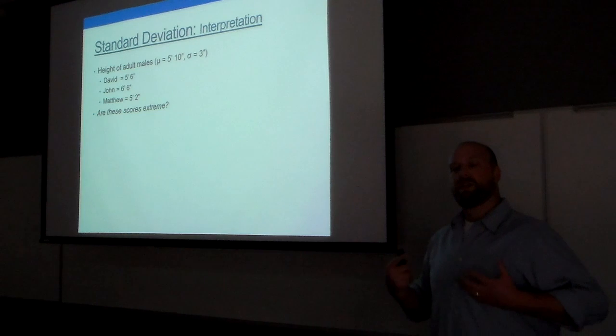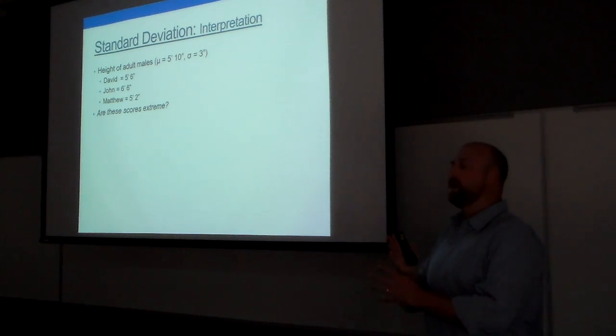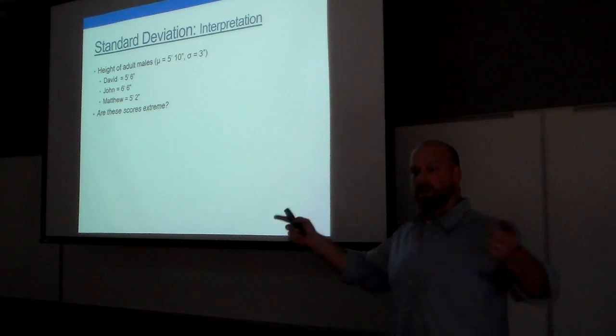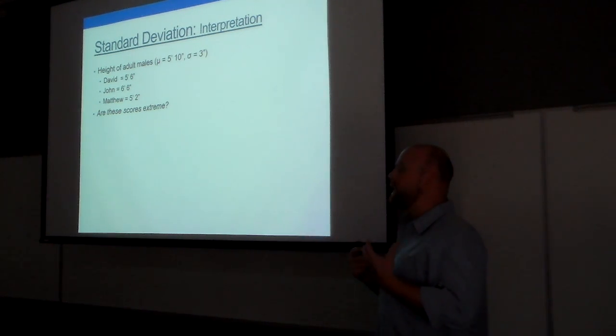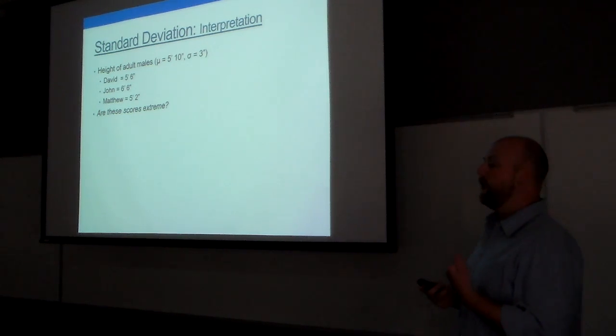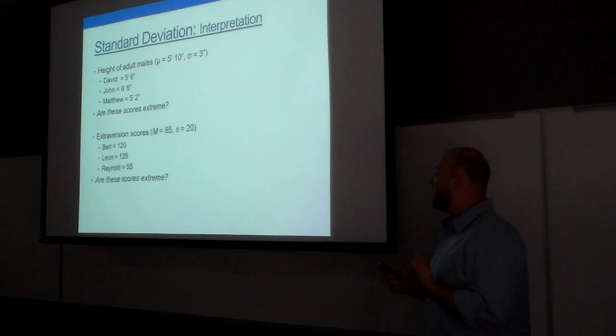And so we can start to use our information about, and again, we're assuming a normal curve, but height we would expect to be on a relatively normal curve. We can start to make inferences about how extreme a certain value is, whether or not this person is typical or atypical of a population.